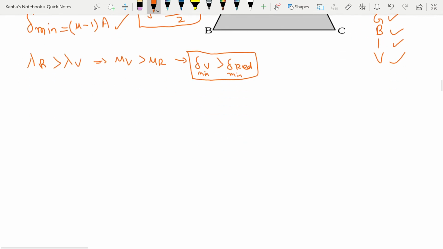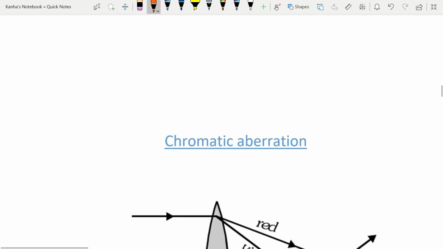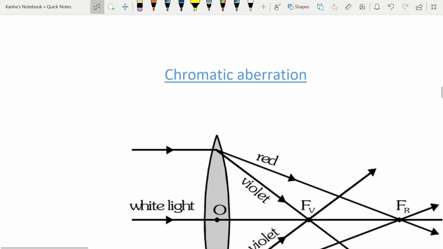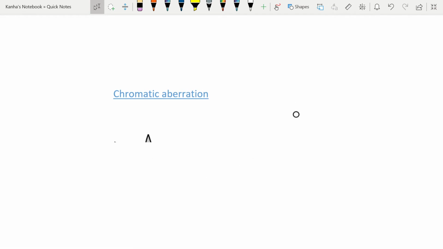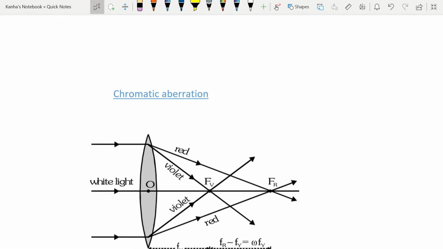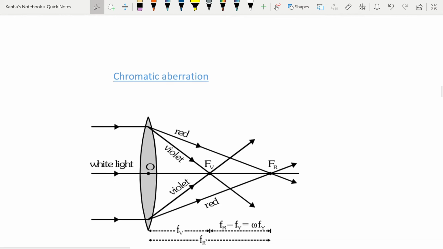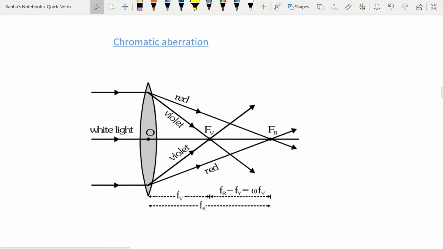Let's go to the next section, which is chromatic aberration. Before doing this I could have told you about two other factors about the combinations of prisms. One is known as the deviation without dispersion, and one is known as dispersion without deviation. But those are rarely asked in the papers, so we'll see if a question comes in, and at that time I'll try to introduce the topics. So let's look at chromatic aberration quickly.